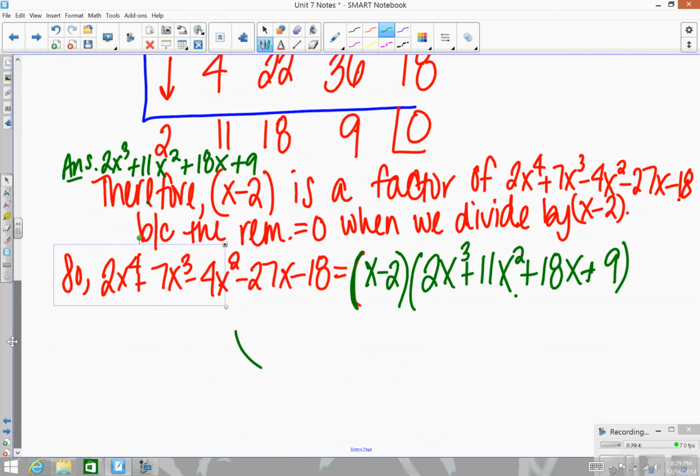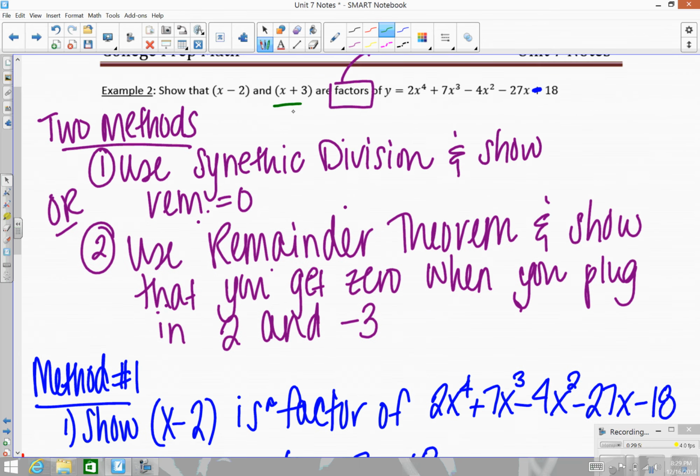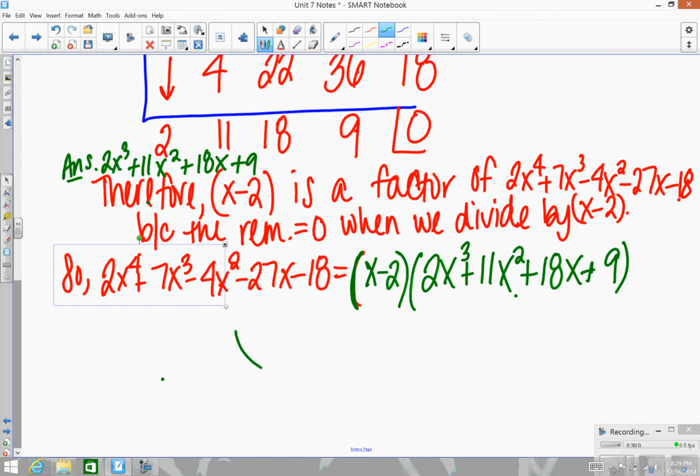So that means that instead of using this original and dividing that by the second factor, x plus 3, what you can do is divide what you're left with. Since this original 4th power polynomial has factors of x minus 2 and 2x to the third plus 11x squared plus 18x plus 9, and it says I need to show that x plus 3 is also a factor, x plus 3 must also be a factor of this polynomial.